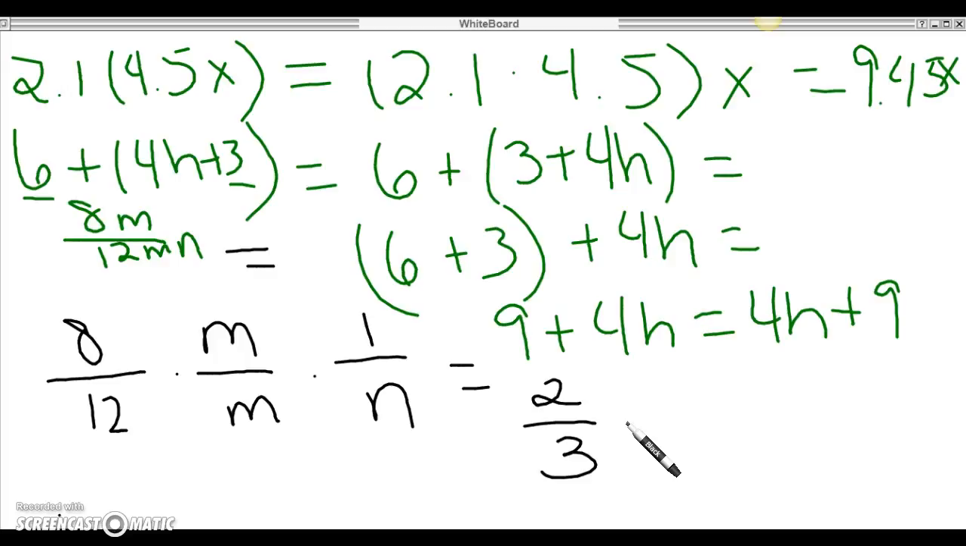I know that my m over m turns to 1, and I know that 1 over n stays as 1 over n. So when I multiply using my multiplicative property, 2 times 1 times 1 is just 2, and 3 times 1 times n is 3n.